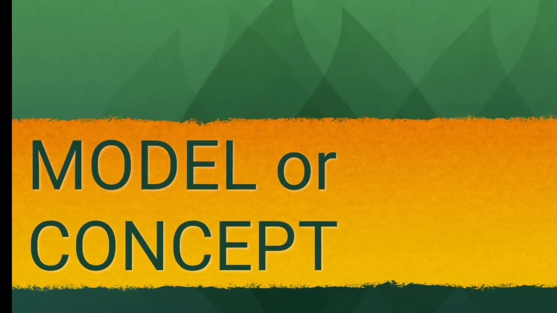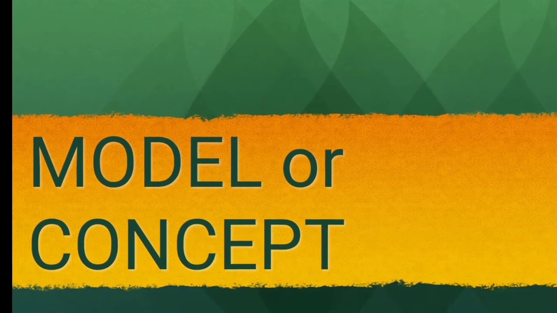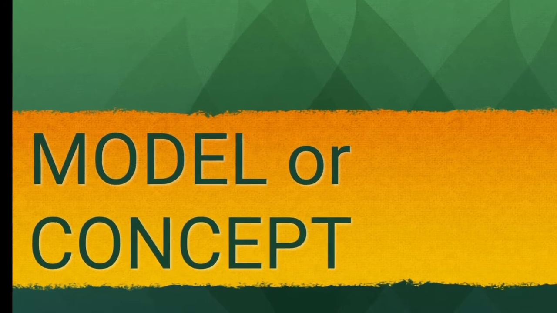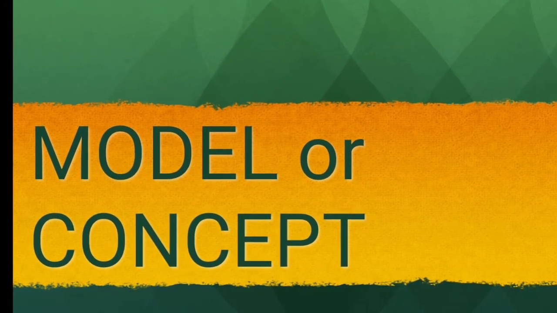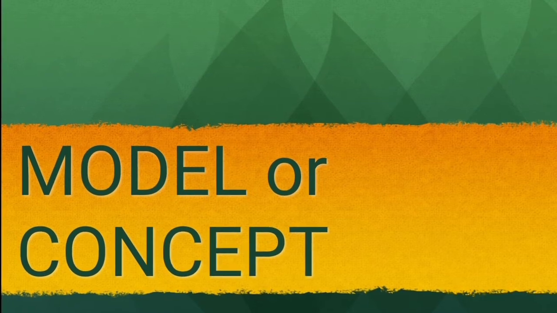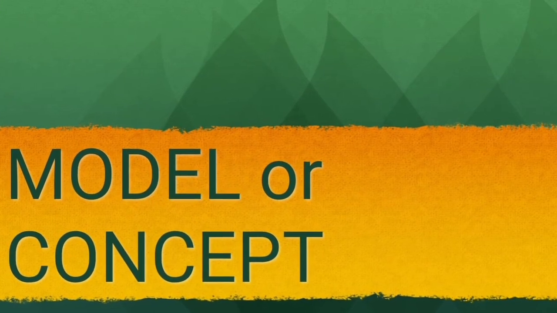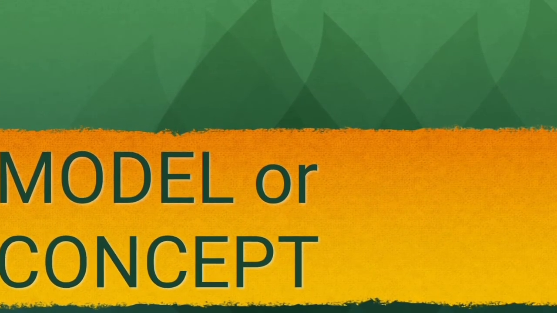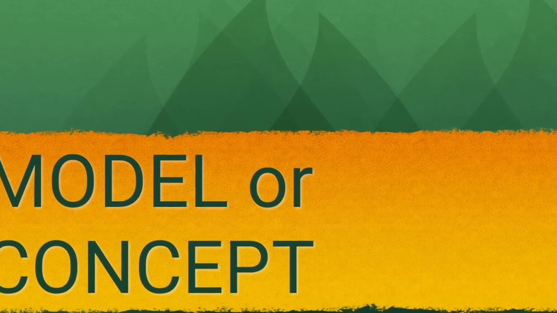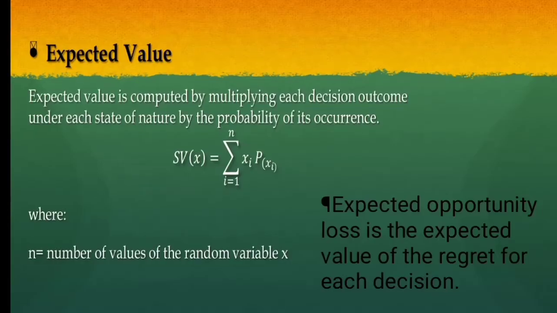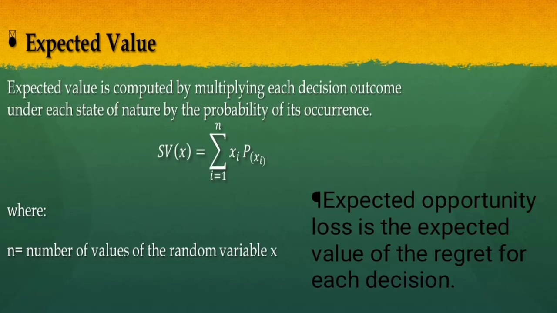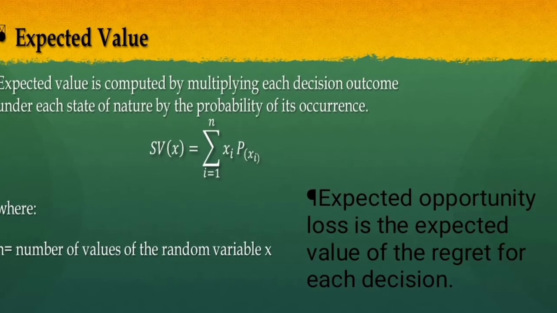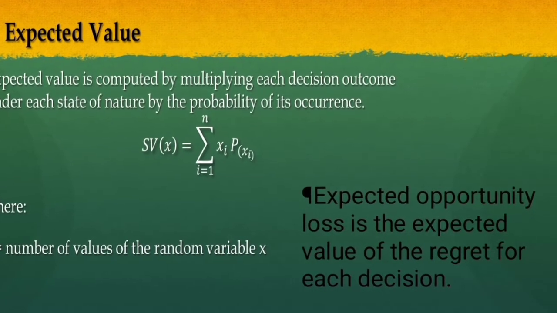I have mentioned earlier that there are criteria, techniques, models or concepts that will aid the decision maker in their decisions. So the criteria that we selected are the expected value and the expected opportunity loss. To apply the concept of expected value as a decision-making criterion, the decision maker must first estimate the probability of the occurrence of each state of nature.